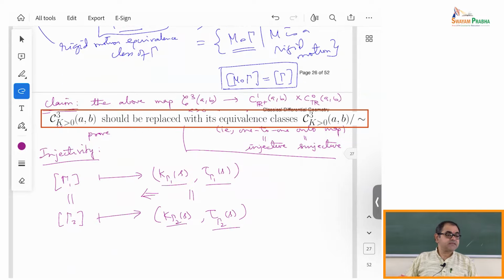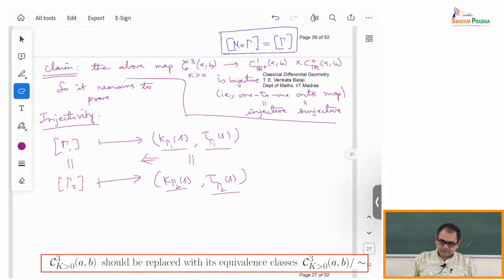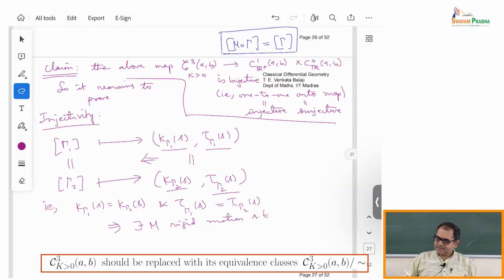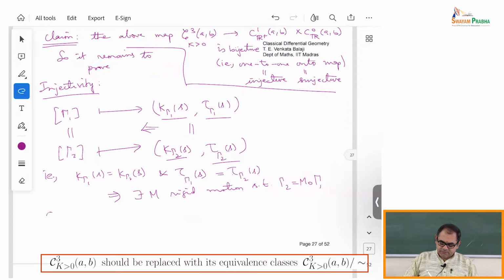What does that mean? That means there exists an M such that gamma 2 is M circle gamma 1. That is, k gamma 1 of s is equal to k gamma 2 of s, and tau gamma 1 of s is equal to tau gamma 2 of s, implies there exists a rigid motion M such that gamma 2 is M circle gamma 1. You have to show this. That is injectivity.